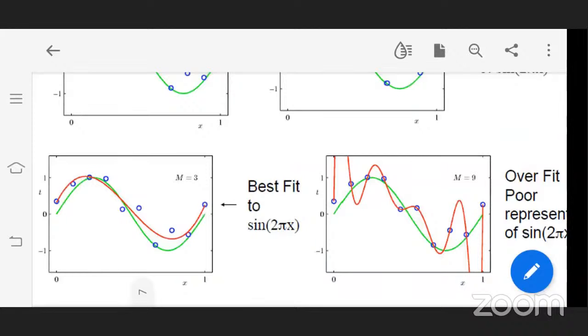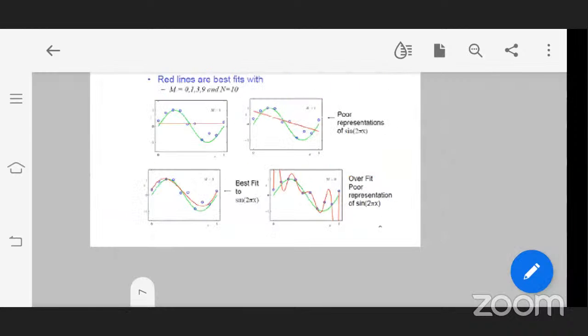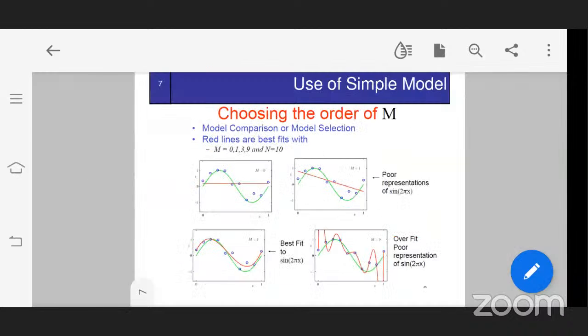So what is the take-home message from here? The take-home message is that the model order is also very important. You have to choose the value of M correctly. And that is generally done so that the error function E of W corresponding to a value of M is minimum.